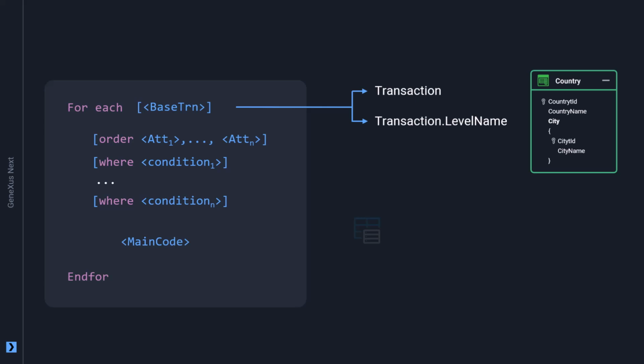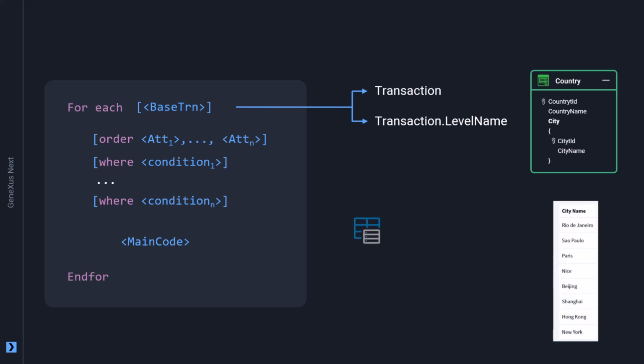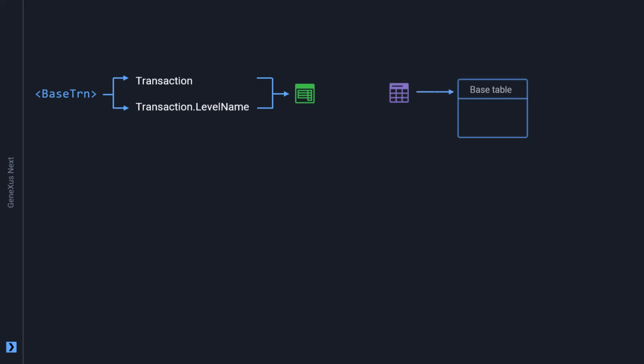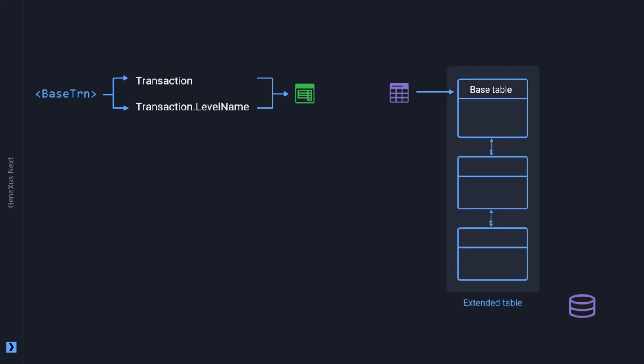Suppose that in a grid we want to display the names of cities. In the load event of the grid, we would program this for each. Here, the entity to be run through will be the sub-entity of cities. From the base transaction of the for each, corresponding to a first or second level, its table is extracted from the database. And, as we have been repeating, whenever we are working with a table, we have the extended table available to complement the required information. The base table will be the one that will be run through by the for each.